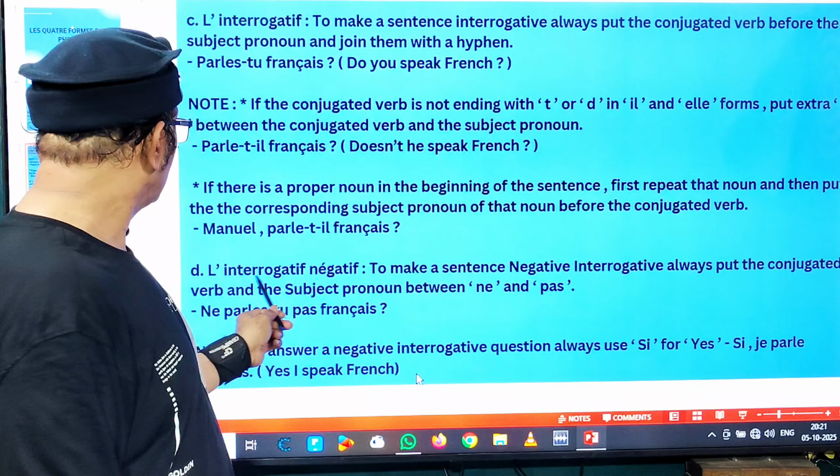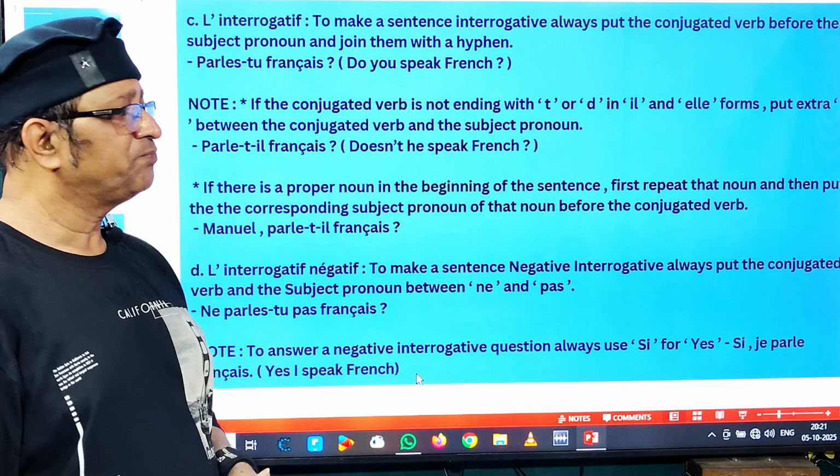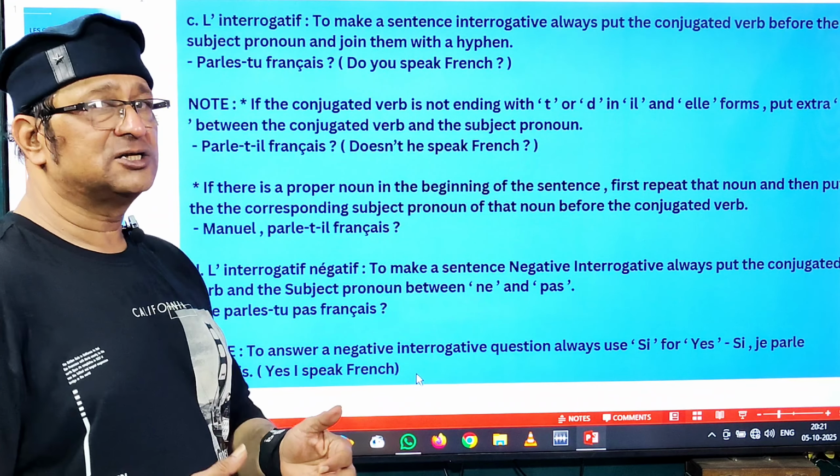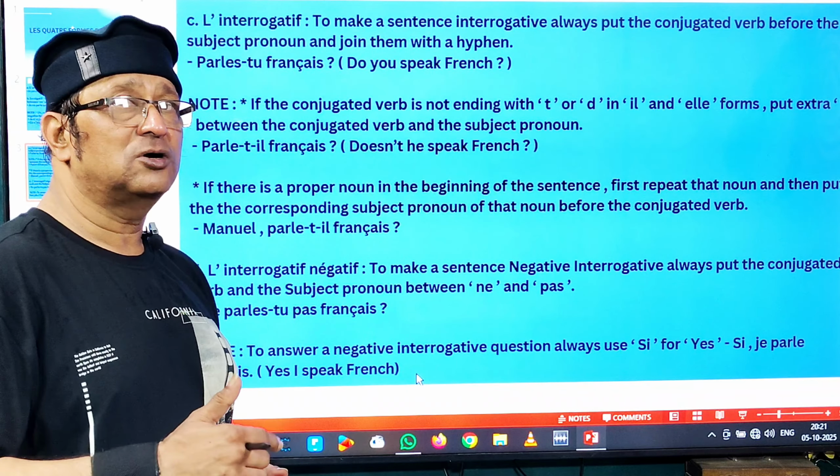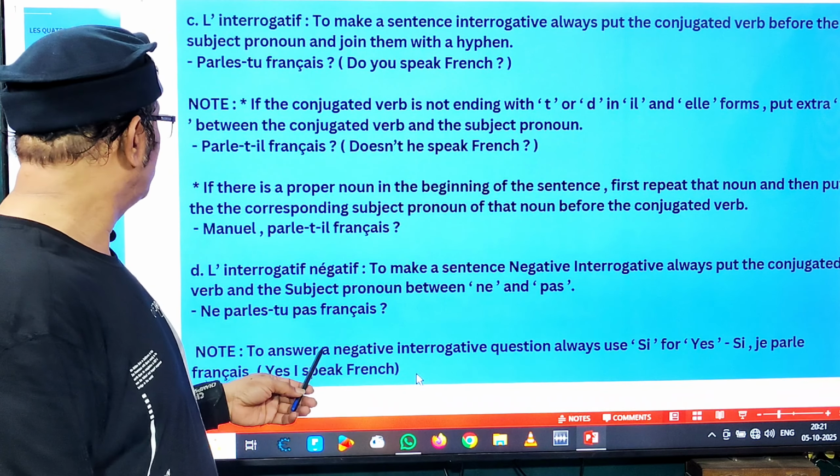Now, the next one is l'interrogatif négatif, the negative interrogative form. Like if we want to say, doesn't he speak French? What do you have to do? Simple.